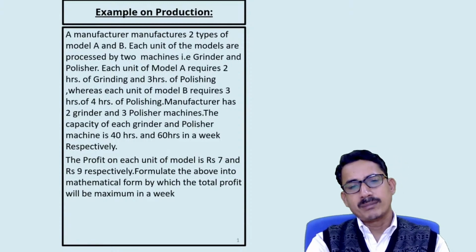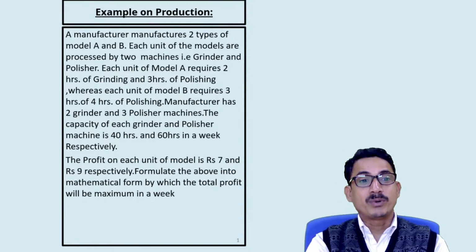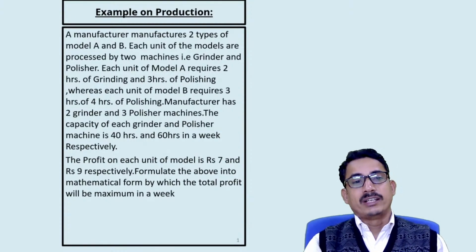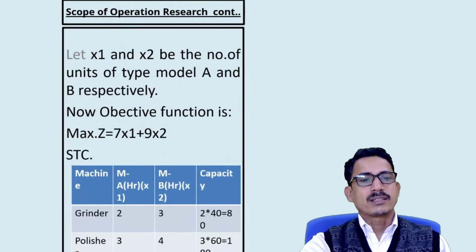So the benefit you are getting from model A is rupees 7 per unit. You are getting rupees 9 profit per unit of model B. So what you have to do? Now you have to form a mathematical model of the above theory, by which the total profit will be maximum in a week. Then the question comes to mind, what should you write as the objective function, max Z or min Z? Clearly, the last line says the total profit will be maximum in a week. So you have to express the objective as max Z.